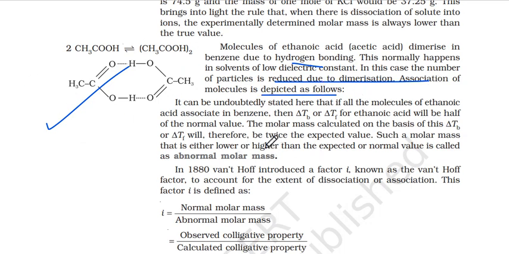It can be undoubtedly stated here that if all the molecules of ethanoic acid associate in benzene, then delta TB or delta TF for ethanoic acid will be half of the normal value, hai na? The molar mass calculated will therefore be twice, kyunki humne half considered hi nahi kiya, kyunki associate humne kiya hi nahi unko. Such a molar mass is either lower or higher than the expected or normal value. This is known as abnormal molar mass. Easy.